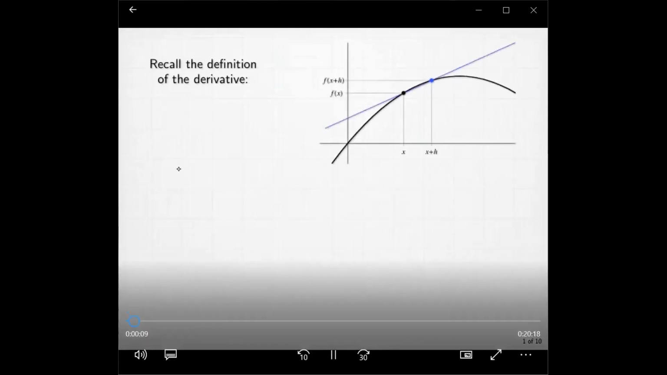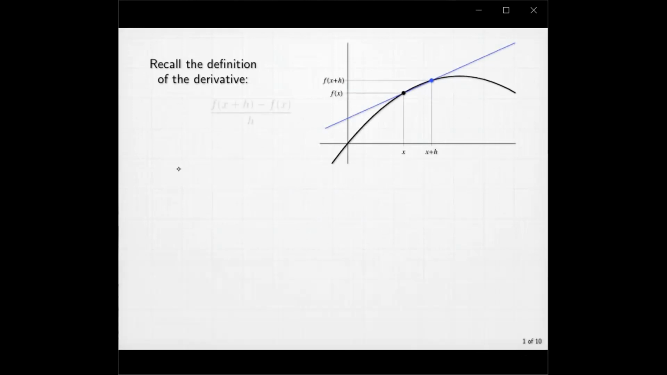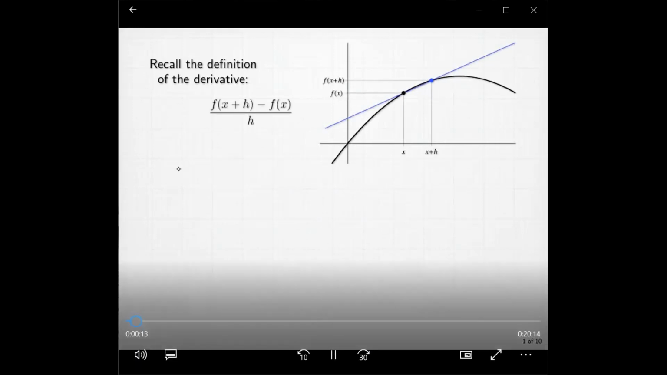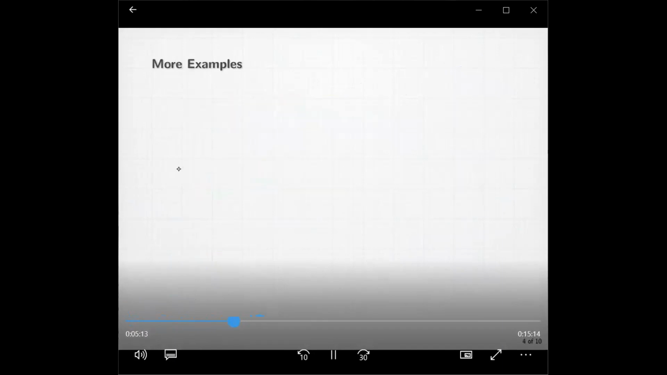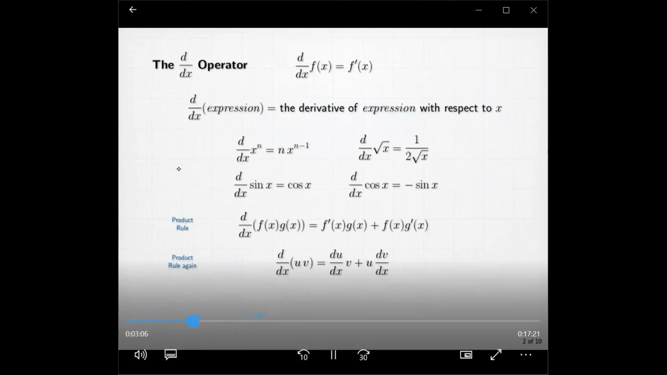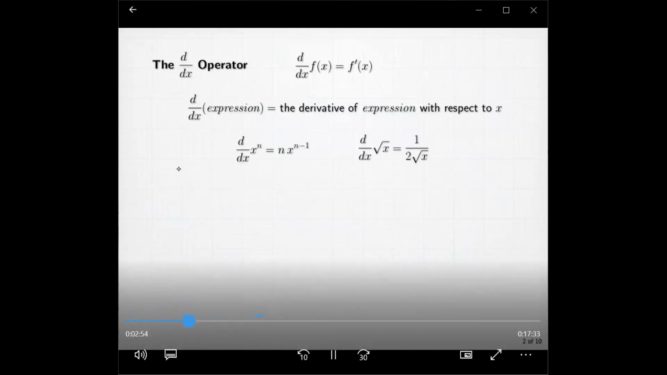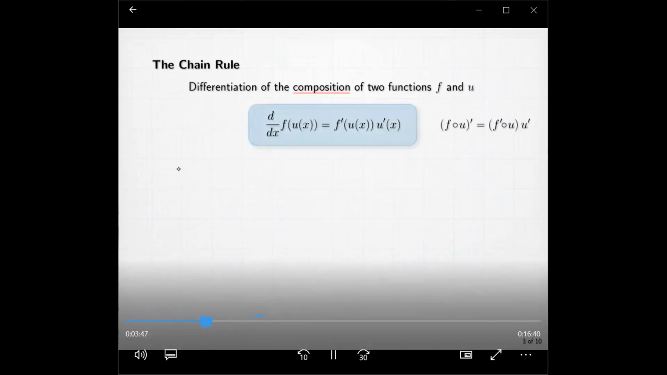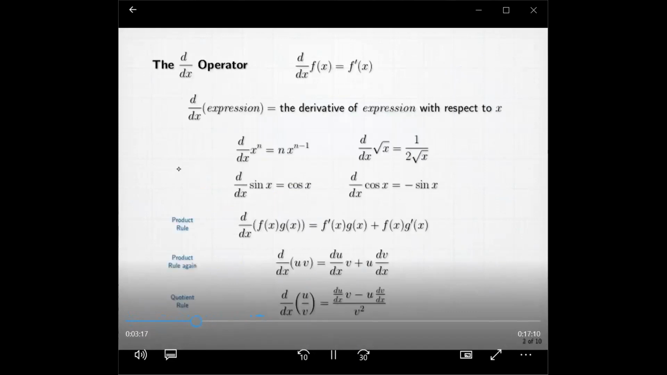Let's recall the definition of the derivative. We write the slope of the secant line through x f of... Yeah, I don't care about that. Okay, sorry. So I'm going to go ahead and just start at the chain rule right here.